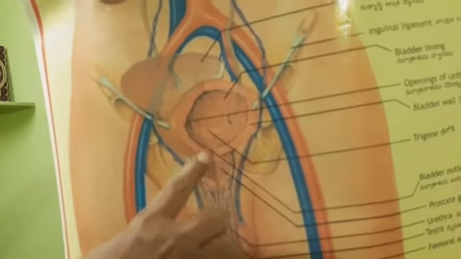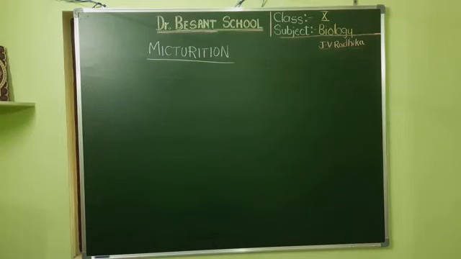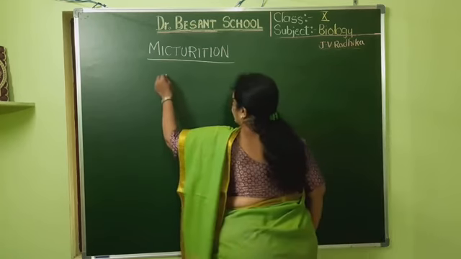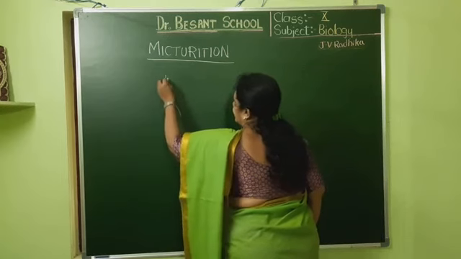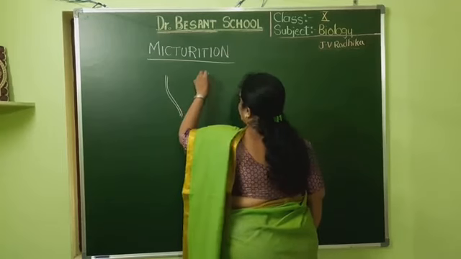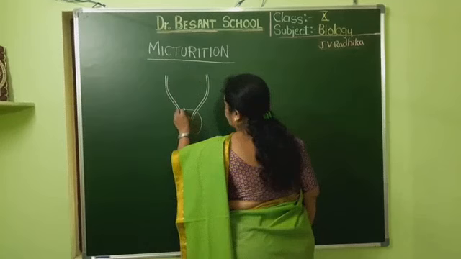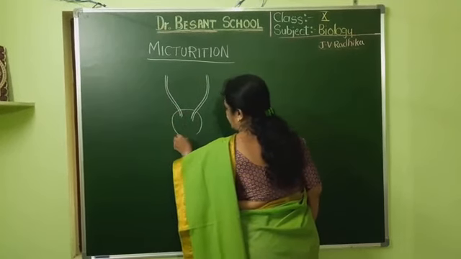Now, after this, in the urethra, there will be two sphincter muscles. I shall be drawing on the board small. So if you consider that these are the ureters like this, they are getting the urine. They are carrying the urine like this, and they are joining into the urinary bladder at an angle. Consider that this is the one.